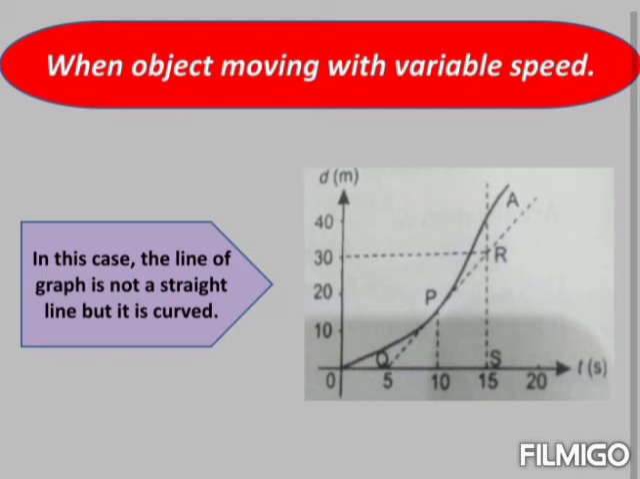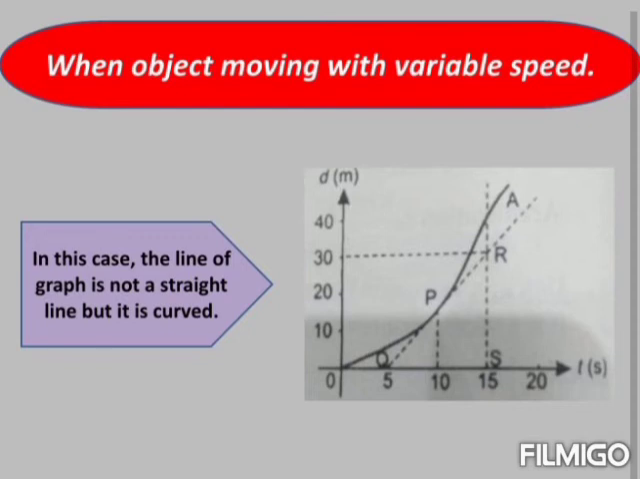So when the object is moving with variable speed, then the distance time graph is not a straight line. This means when the object does not cover equal distance in equal intervals of time, then its speed is not constant. So the slope of the curve at any point can be found from the slope of the tangent at that point.